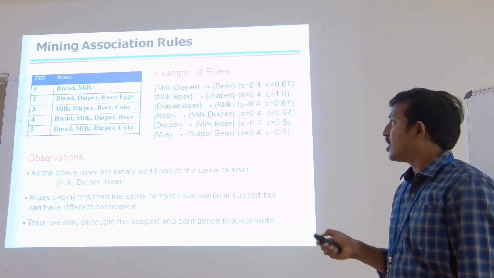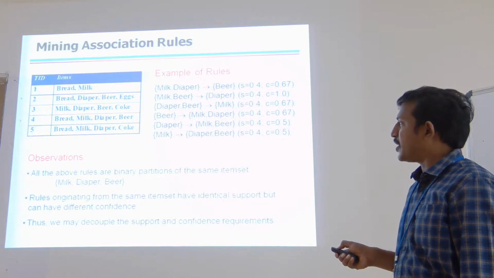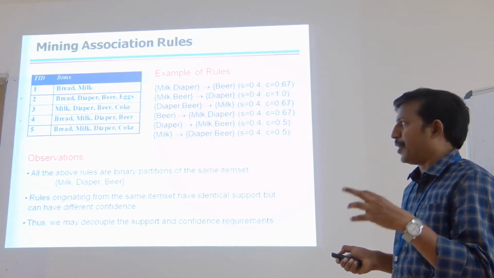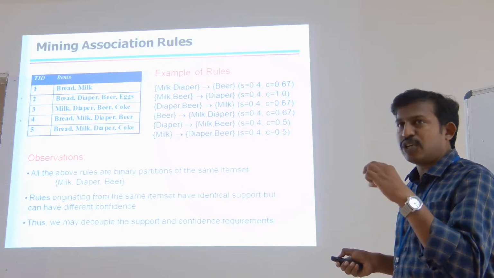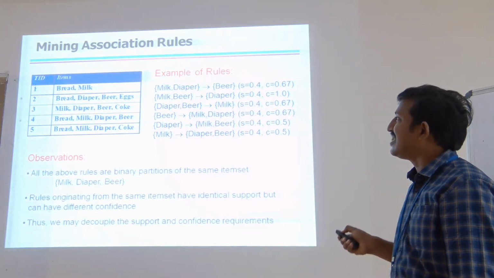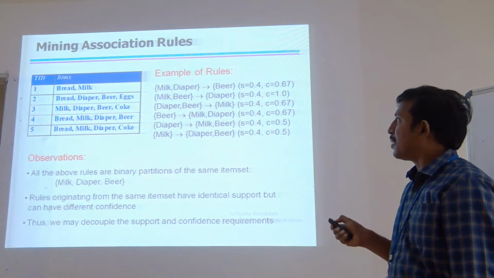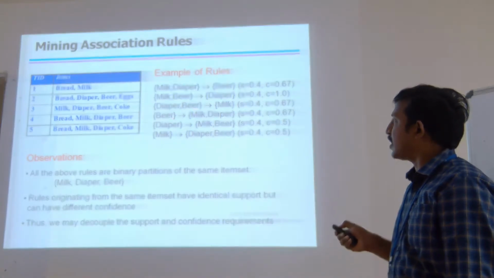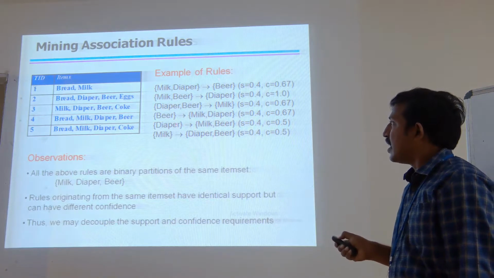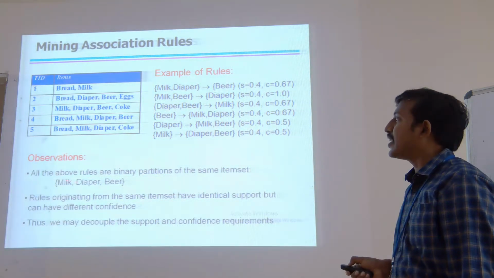We will look into an example and its observations. This is the given transaction database. All the rules here are binary partitions of the same item set: milk, diaper, B. I am taking 3 items, milk, diaper and B, and by using these 3 items I have listed all the possible association rules: milk, diaper tends to B; milk, B tends to diaper; diaper, B tends to milk; B tends to milk, diaper; diaper tends to milk, B; and milk tends to diaper and B. These are the rules produced from the item set milk, diaper, B.